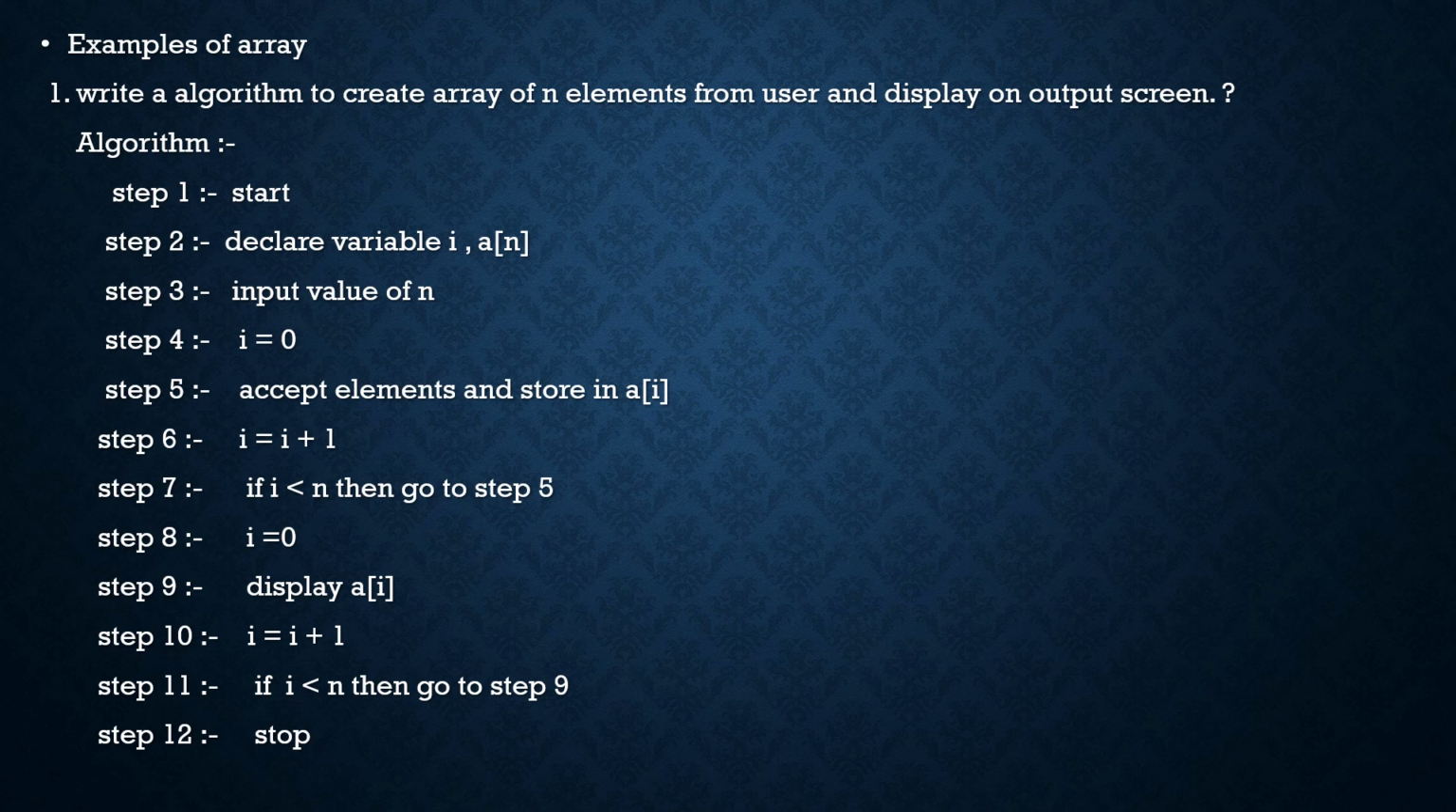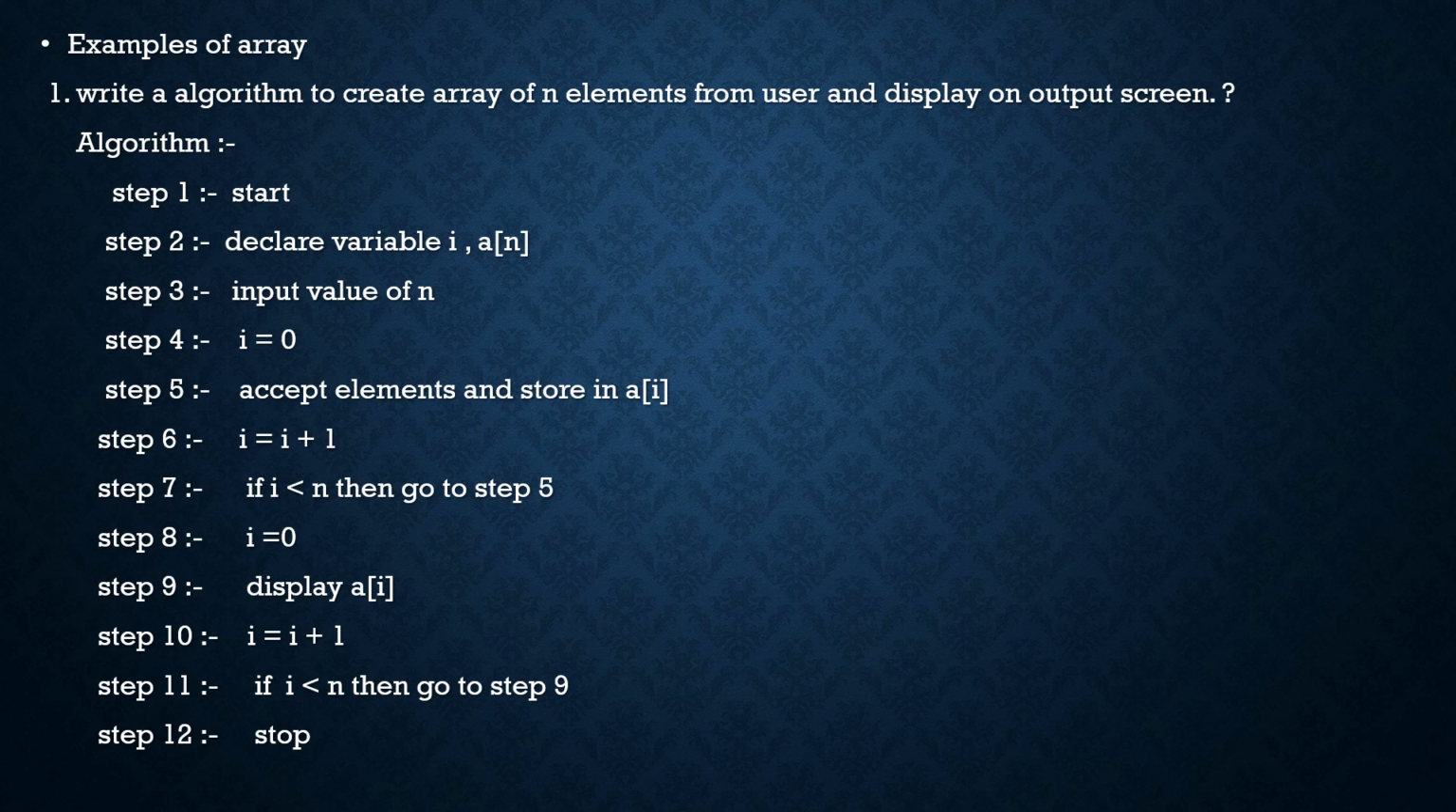I, we'll do I is equal to 0. Okay, now we'll display the value which is stored in a of I. So in step 10, I is equal to I plus 1. As we have set I is equal to 0, one by one we'll display the elements. Okay, so how it will be displayed: I is equal to I plus 1, 0 plus 1, so 1, whatever element is stored in 1, it will be displayed.